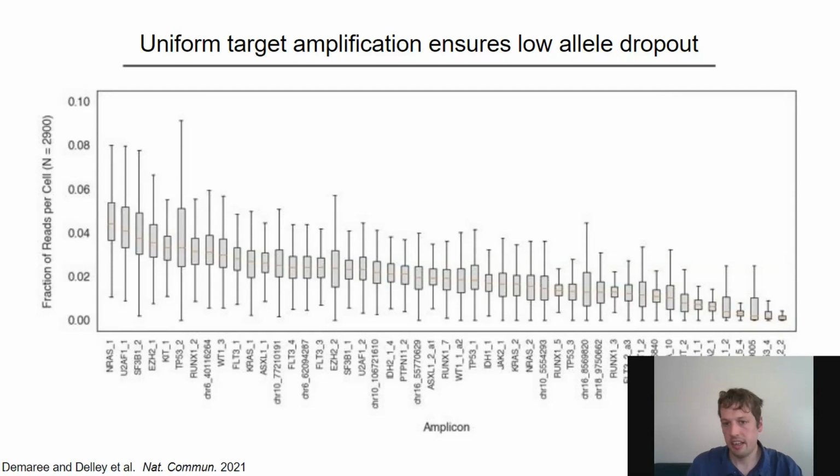And what you can see is that this distribution is very level, indicating equally well amplification of most of these targets. And that ensures that we have very high sensitivity in detecting the genotypes, and it gives us the possibility to resolve the haplotype information, since we will be seeing both copies of the genome simultaneously with high probability.